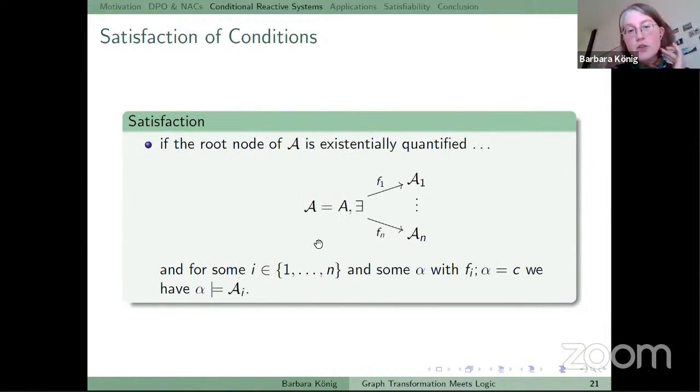Now we want to check whether C is a model for the condition if the root node is existentially quantified. In this case, again we have this C, and we require that C decomposes into some arrow Fi plus some alpha. And then we also require that this alpha satisfies the condition that comes afterwards, after the Fi. So it's sufficient to have one Fi, so that C decomposes into Fi and something else, and then this something else must satisfy the condition. It's more or less the natural thing you would expect, but of course it has to be specified.